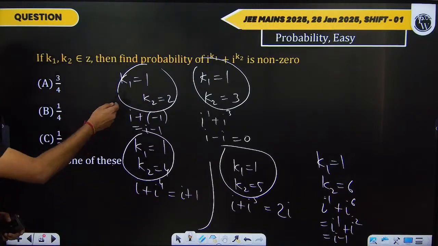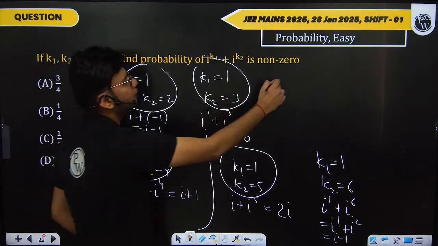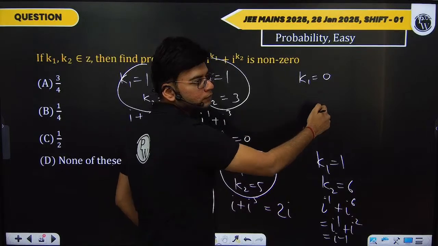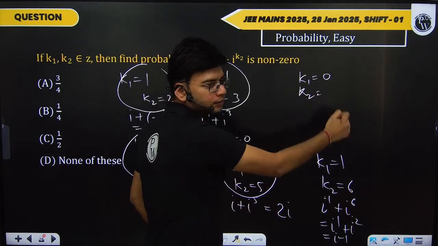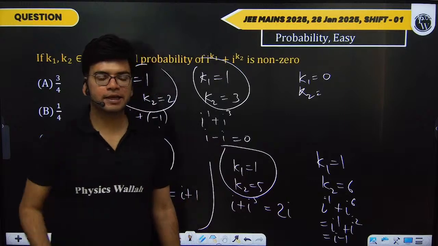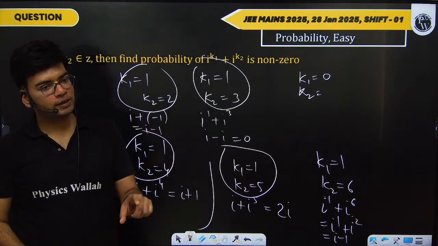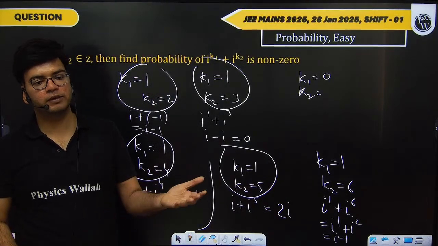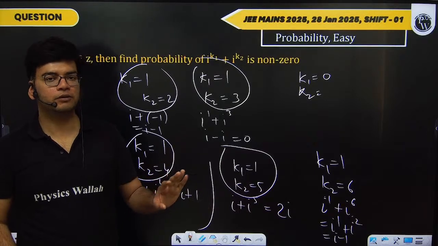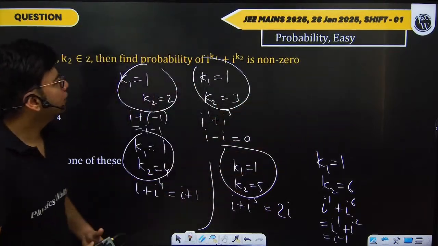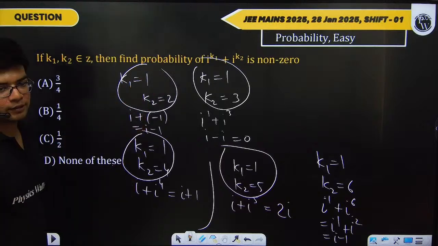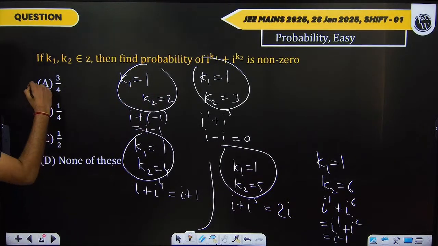And this is not just true for 1, 2. If you start with K1 equal to 0 and K2 equal to something, again by the cyclicity rule, 1 time you will get the summation as 0, other 3 times you will get non-zero. So what is the probability of getting non-zero? Simply 3 by 4.